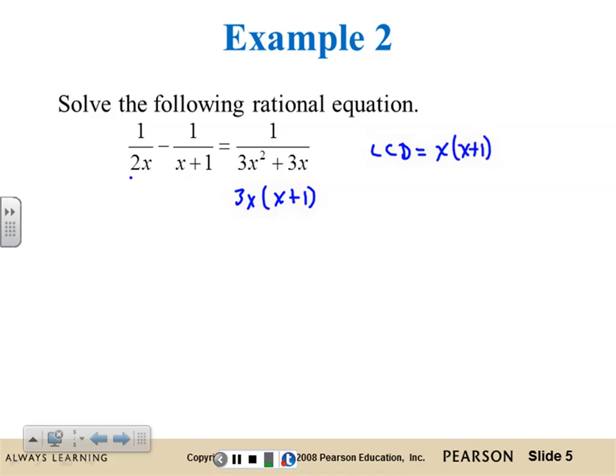And then we have a 2. And we also have a 3. Okay, so write down anything that's already in common, and then write down anything that's not in common. So our least common denominator, let's multiply these monomials together.